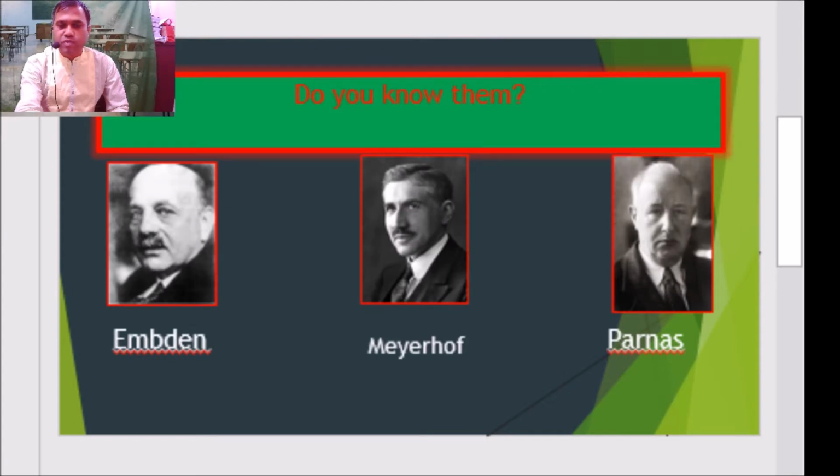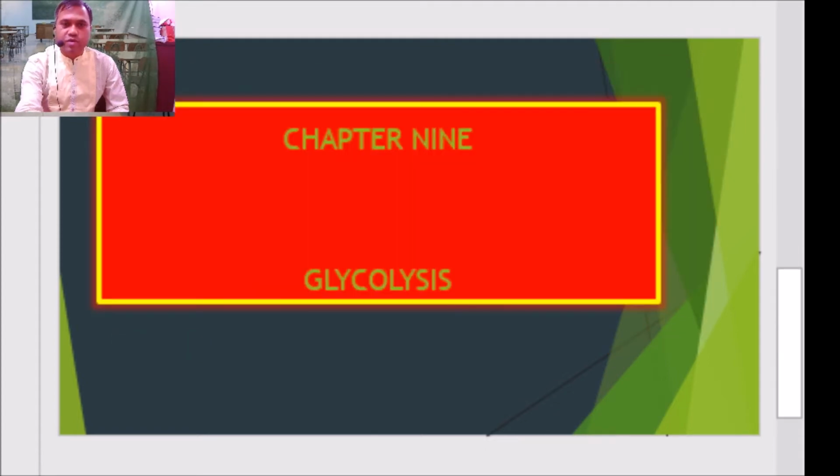Do you know them? The first person's name is Embden, the second is Meyerhof, and the third is Parnas. These three scientists discovered a pathway of respiration. Do you know about this pathway? This pathway is glycolysis. This glycolysis is related to chapter 9.